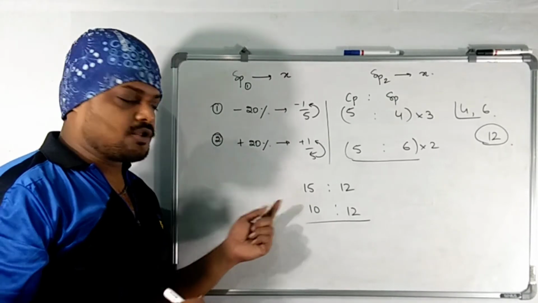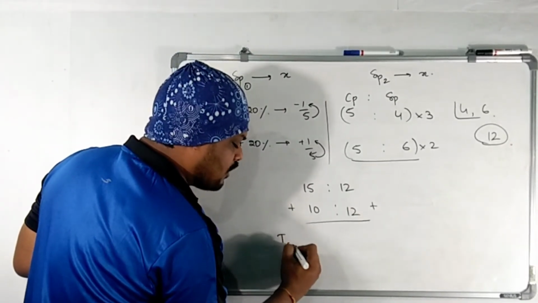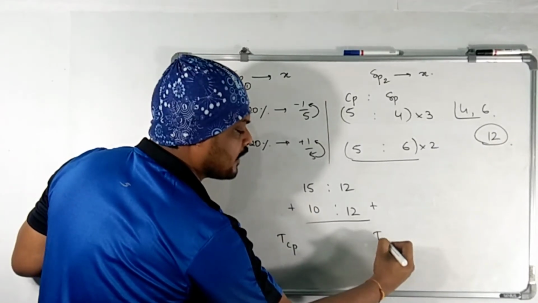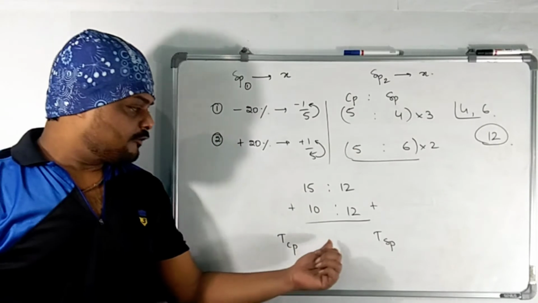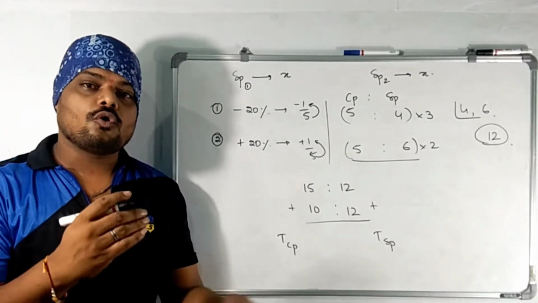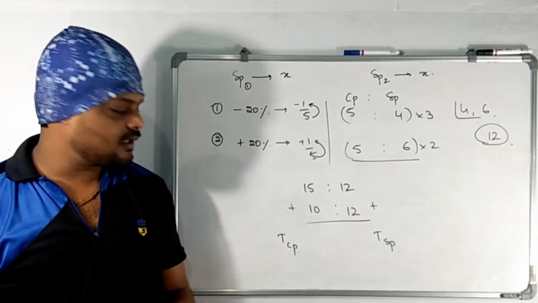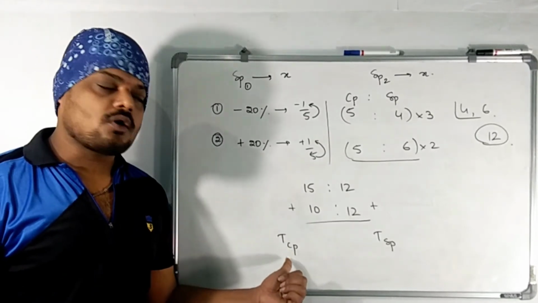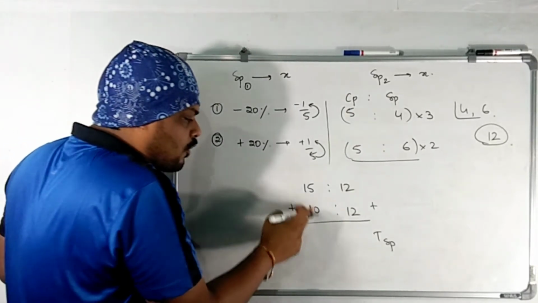After you got the ratios, you just have to add the total cost price. You need total cost price and total selling price. For calculating overall profit or overall loss percentage, you need total cost price and total selling price. So what is the total cost price here?